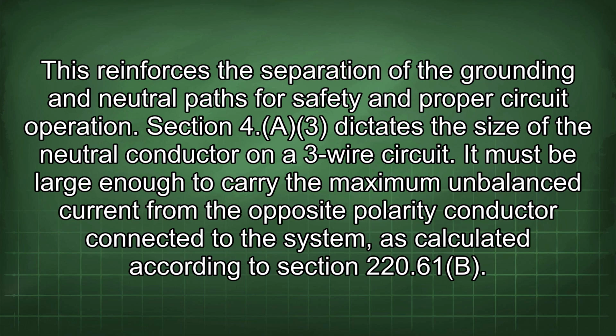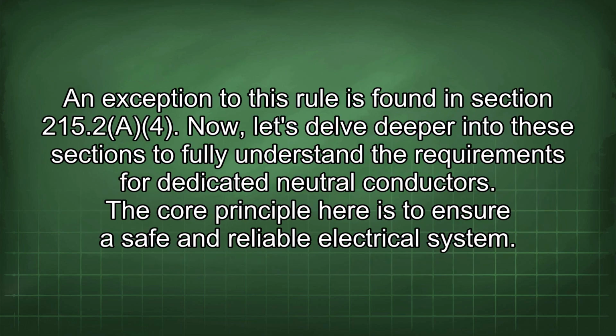Section 4a3 dictates the size of the neutral conductor on a 3-wire circuit. It must be large enough to carry the maximum unbalanced current from the opposite polarity conductor connected to the system, as calculated according to Section 220.61b. An exception to this rule is found in Section 215.2. Now let's delve deeper into these sections to fully understand the requirements for dedicated neutral conductors.